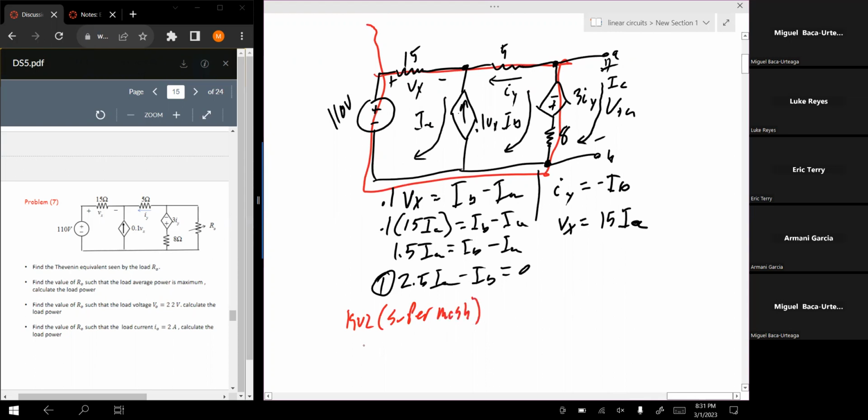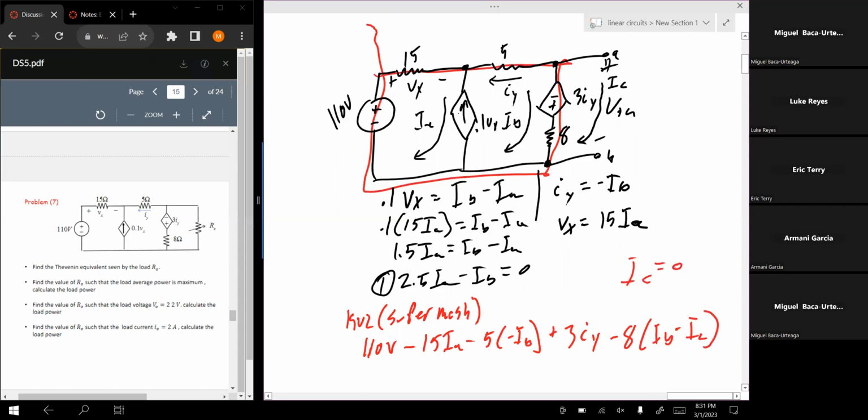This is going to be plus 110 volts, minus 15 IA, minus 5, and keep in mind this negative IB there, plus 3 IY, minus 8, and this is going to be IB minus IC. But just remember, IC is equal to 0.